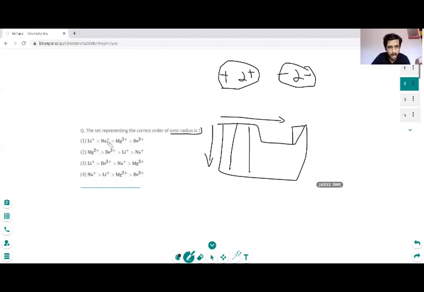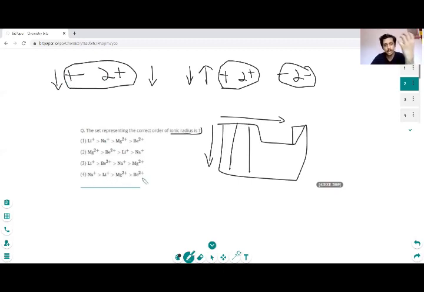As we can see, lithium and sodium have +1 charges compared to magnesium and beryllium, which have +2 charges. Therefore lithium and sodium should have the higher ionic radius, because as the charge increases, for example from +1 to +2, the size is decreasing. So sodium and lithium should have the higher ionic radius compared to magnesium and beryllium.